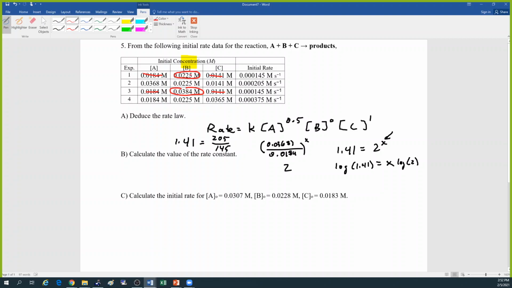And now I can see again, B changes, but what does the rate do? Nothing. That means it has to be zeroth order, because a change in concentration did nothing to the rate.